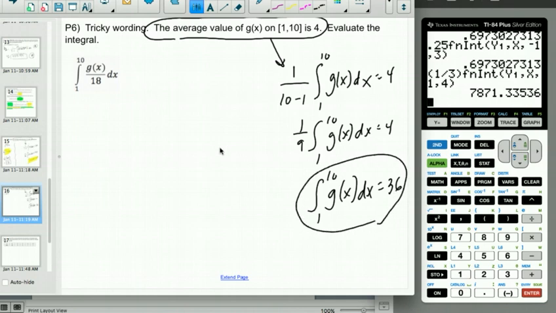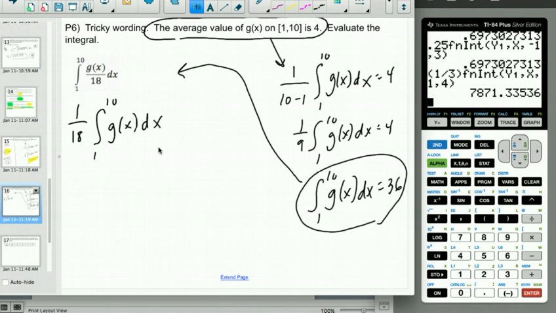So once I know that information, I'm now going to use it, and I say, well, this is the same as a 1/18 times the integral from 1 to 10 of g of x dx. I can yank out that factor of 1/18. That's the same as a 1/18 times a 36. Oh, hey, this thing has a value of 2.